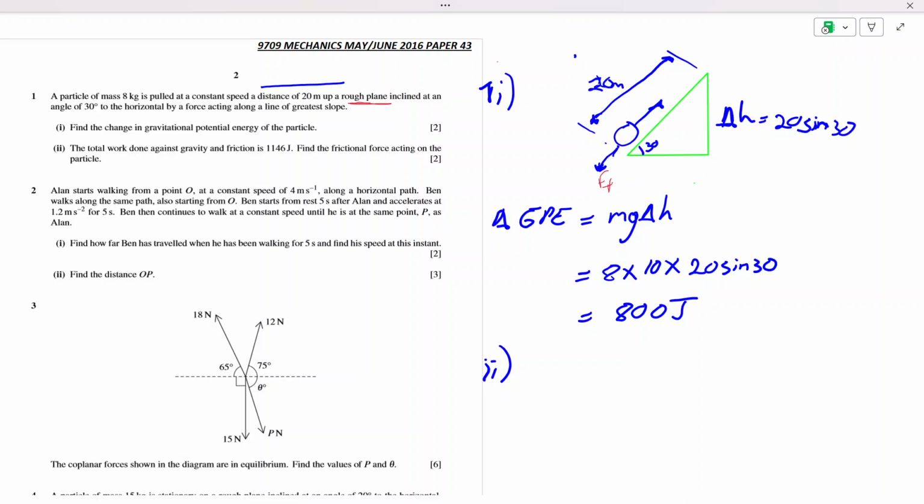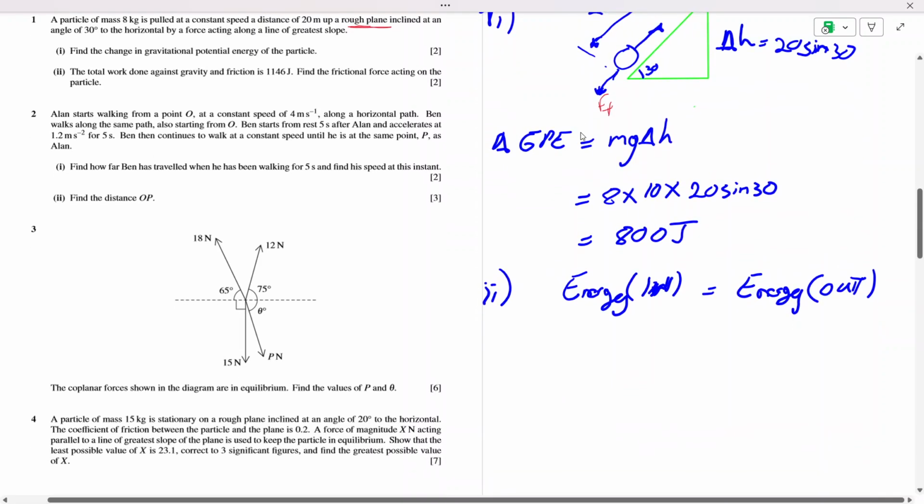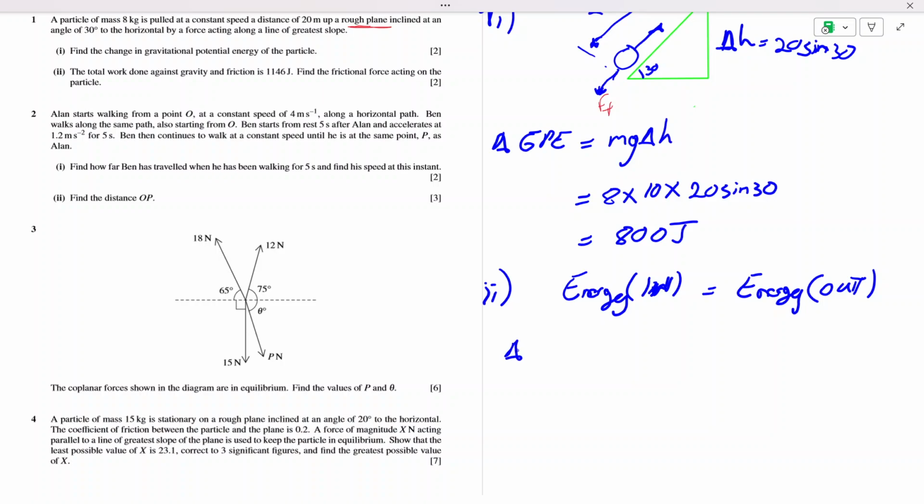So how are we going to do that? I'm going to use an energy method for this particular question. That's the best way to approach it. So you simply say energy in. Since energy is conserved in this particular situation, it's going to be equal to energy out. So where's the supply of energy coming from? It's coming from the change in gravitational potential, since it says here that the total work done against gravity and friction is given.